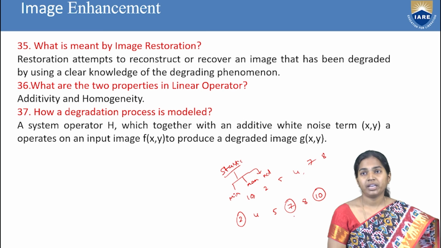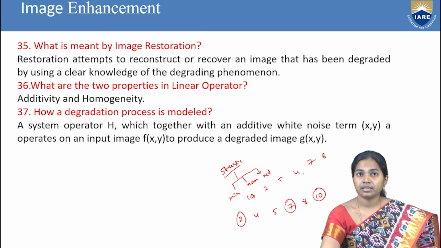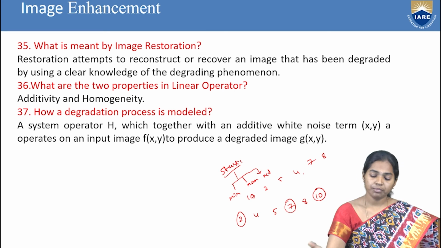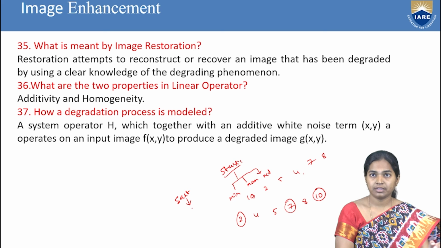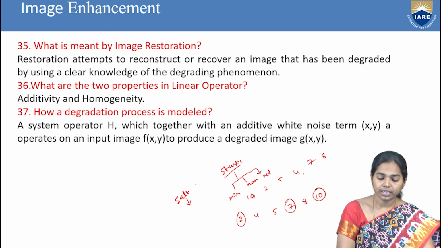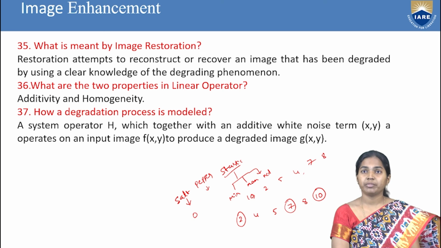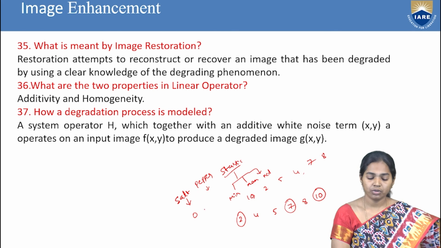So with the use of median value, we can remove the salt and pepper noises in our image. Salt and pepper noises are important. These noises represent the minimum gray level and maximum gray level. So these noises are 0 or 0 and maximum.